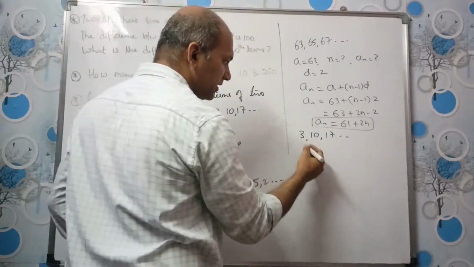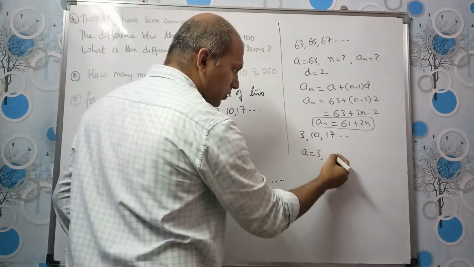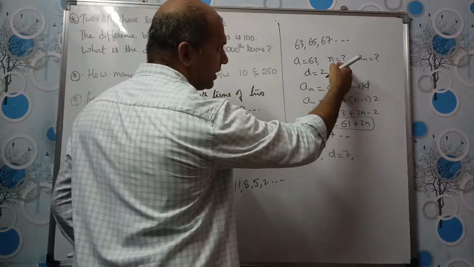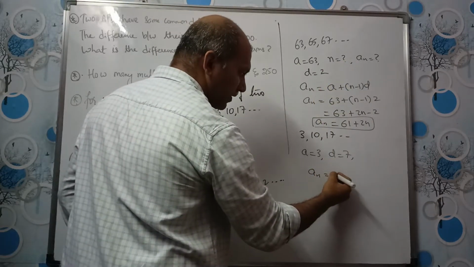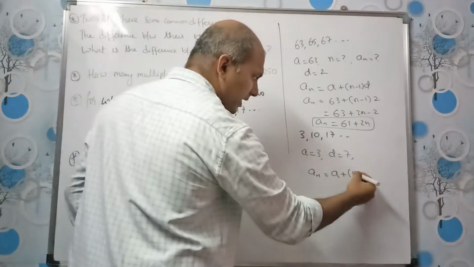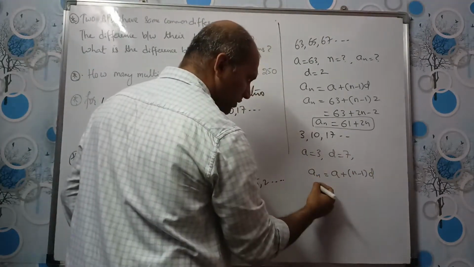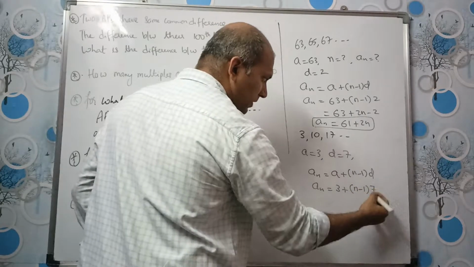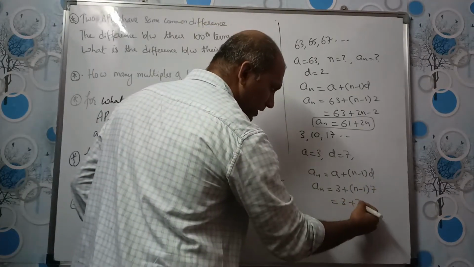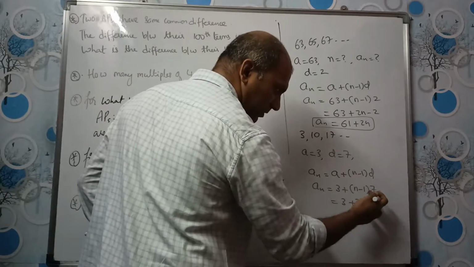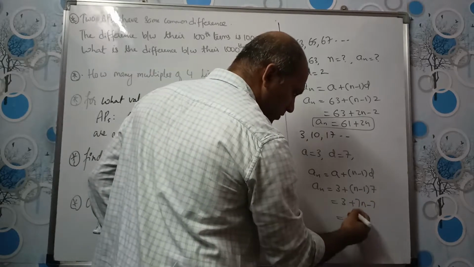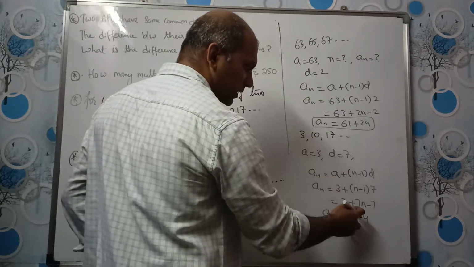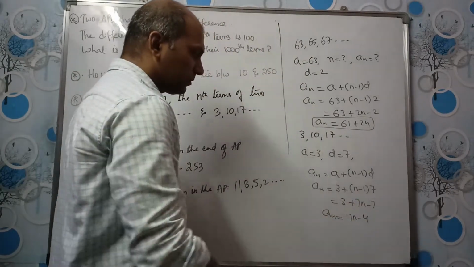Let us find the nth term of this. So a is equal to 3, d is equal to 7, and we don't know the value of n and an. So an will be equal to a plus (n minus 1) into d. Let us substitute the values. an is 3 plus (n minus 1) multiplied by 7. So this is 3 plus 7n minus 7. Multiply 7 with n, 7 with 1. So we'll have 7n minus 4, since 3 minus 7 is minus 4.